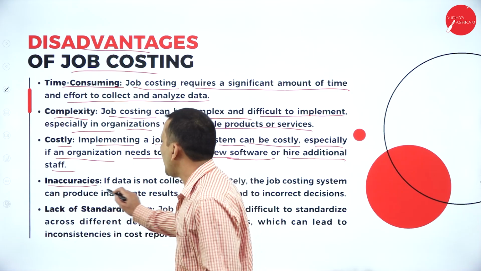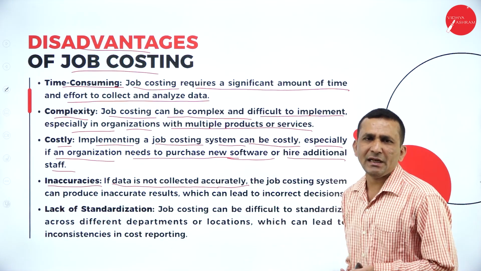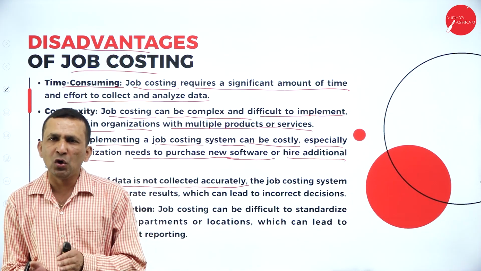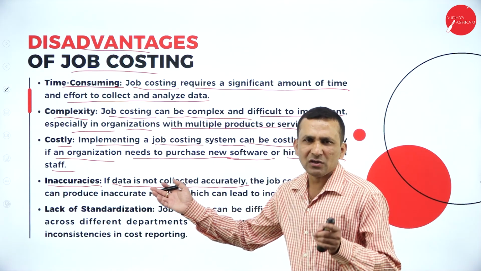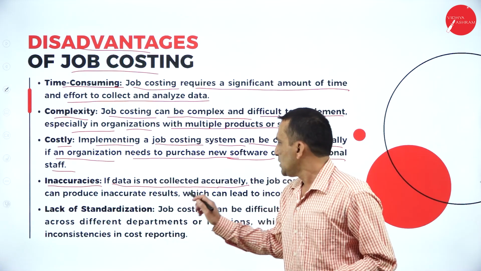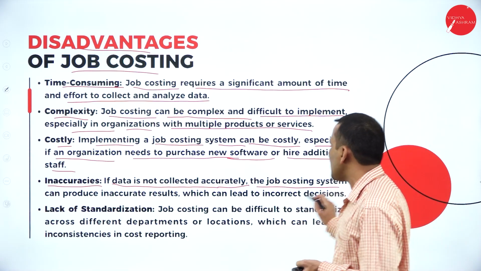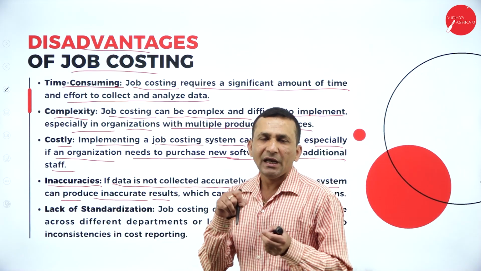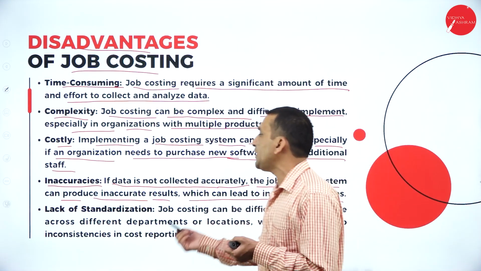And inaccuracy: if the data is not collected accurately, of course, it is inaccurate. For example, if you don't know the raw material cost, or how much the labor is charging you, that is a problem, because accurate data always gives an accurate result. So you always have to maintain accurate data. A job costing system can produce inaccurate results if you are maintaining inaccurate data, which can lead to incorrect decisions.